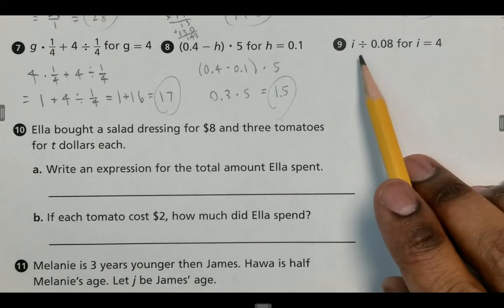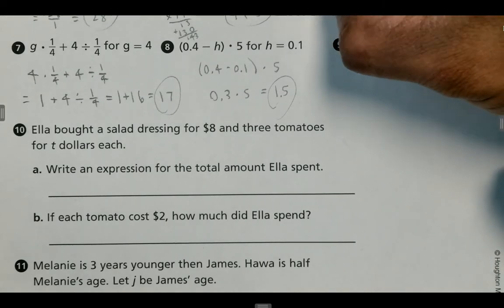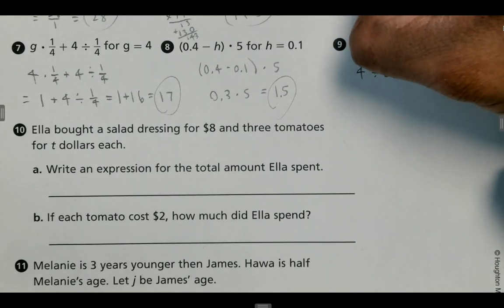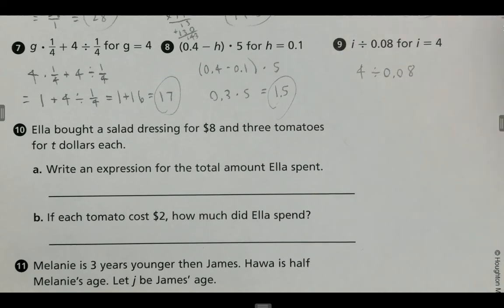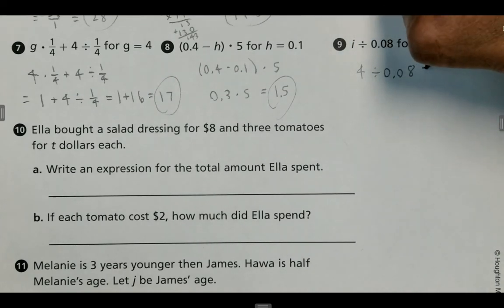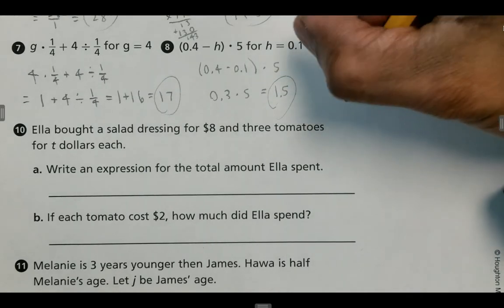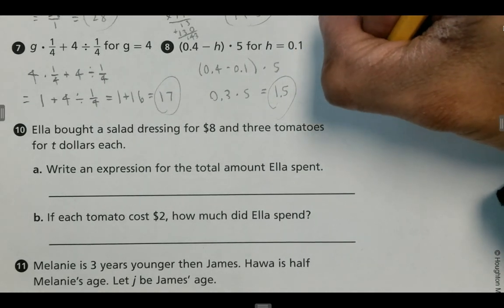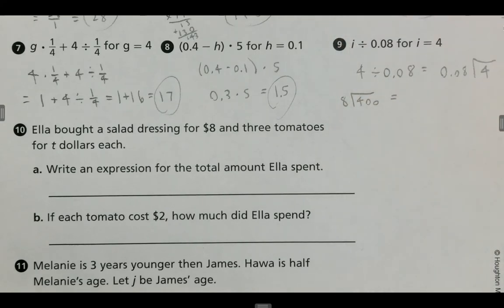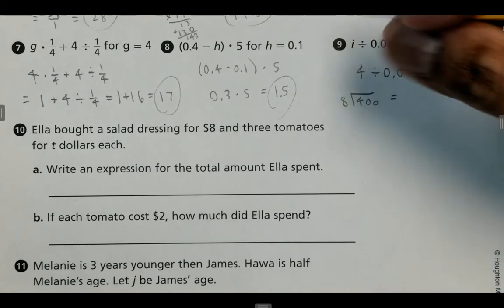And number 9, I divided by 8 hundredths, where I equals 4. Let's write that out as long division. We're going to need 2 pushes to clear this decimal point out of the divisor. What we do to this side, we must do to this side. Rewrite it as 400 divided by 8, and 8 goes into 45 times.